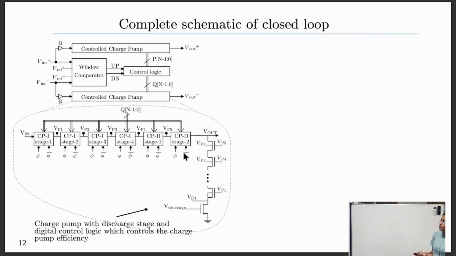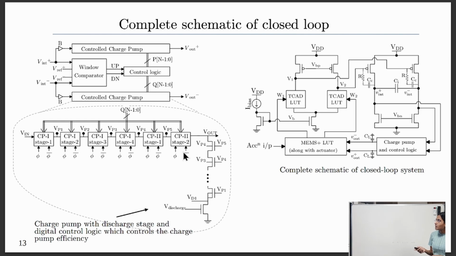So this is the complete schematic of the charge pump with the digital loop, which will be generating the digital word Q, which controls the voltage generated by the charge pump. The digital logic takes input from the integrator, which will be compared with the reference. Based on that, the digital word will be incremented or decremented to change the output voltage.